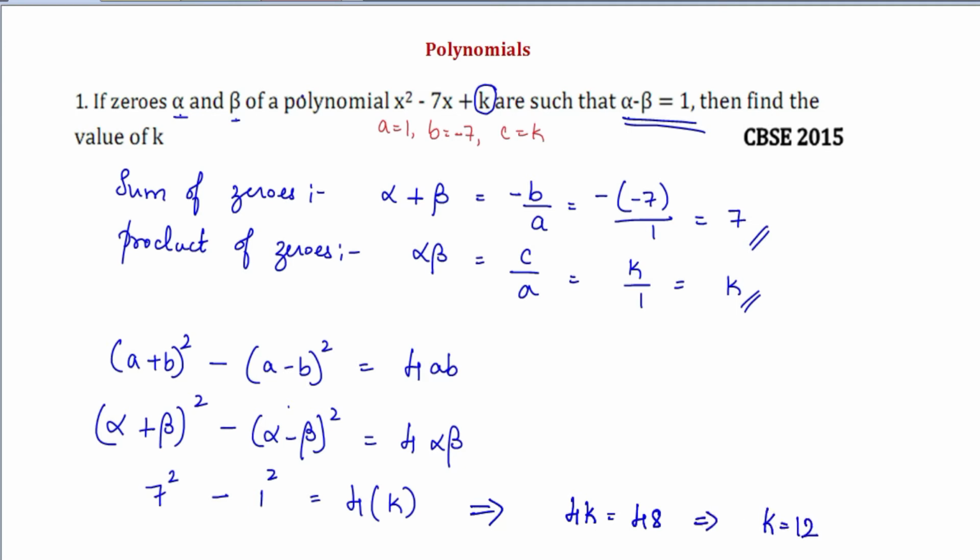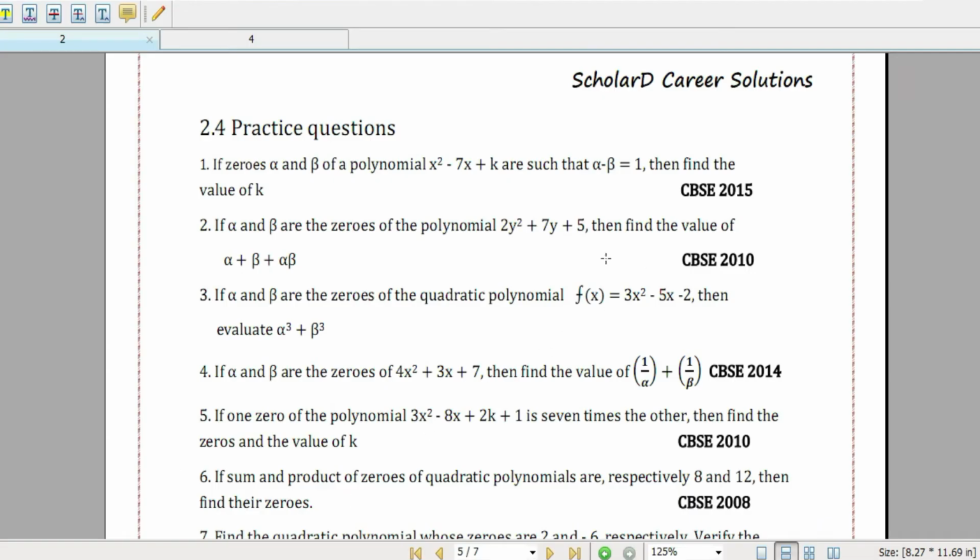So whenever you have alpha minus beta or alpha plus beta, try to use these results: sum of the zeros, product of the zeros, and always make use of such shortcut formulas, which is going to make your solution easier. Okay, now let's solve the next question.